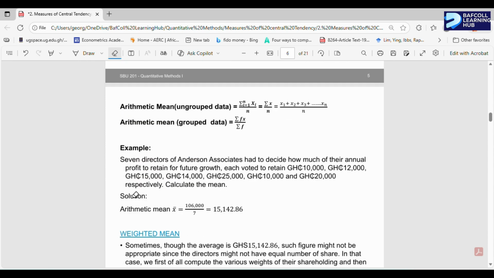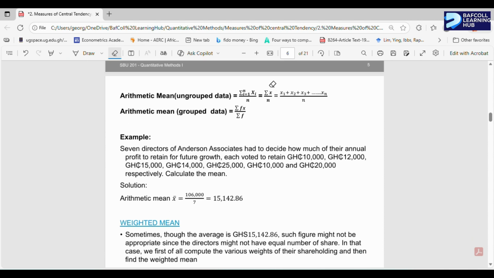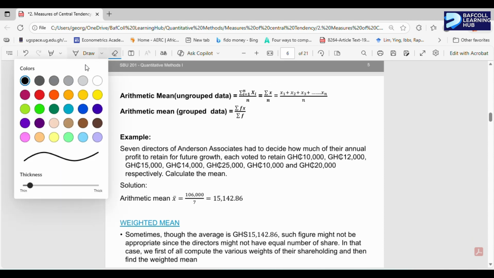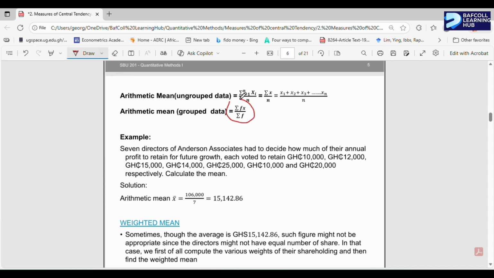So for ungrouped data, we take the summation of every value in it, then we divide by the total number of values. Now for grouped data, I don't know if we are familiar with this formula: sigma fx over sigma f, where f represents the frequency and x represents the values.